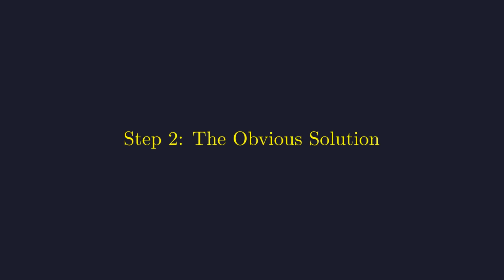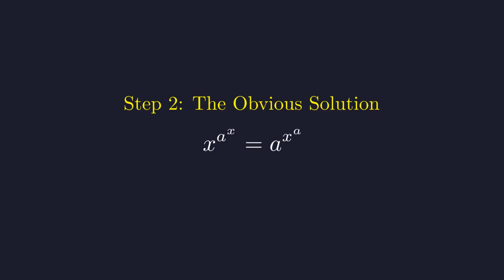Now, when you see an equation this symmetric, there's often an elegant solution hiding in plain sight. What if we try x equals a? Given our domain restriction, this is certainly a valid candidate worth testing. Beautiful! When we make this substitution, both sides become identical. But here's the million-dollar question. Is this the only solution?